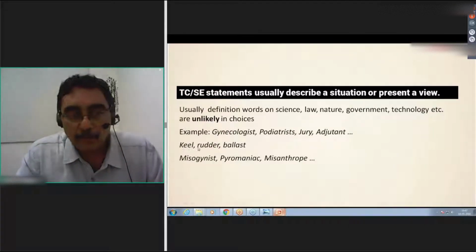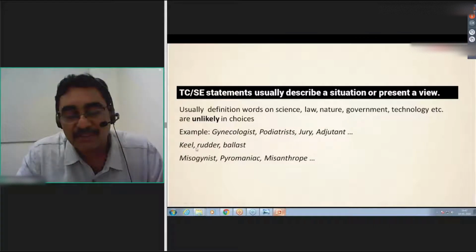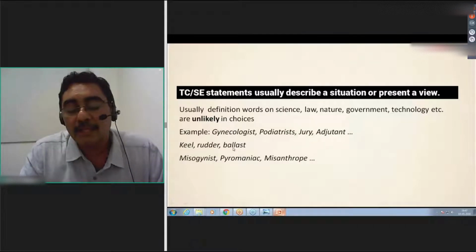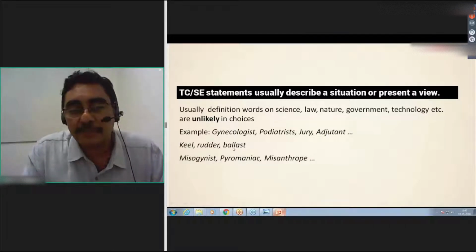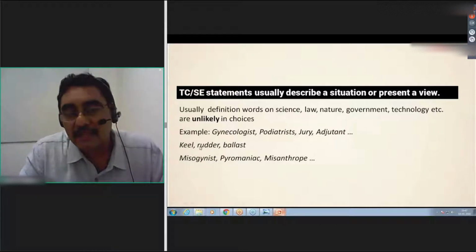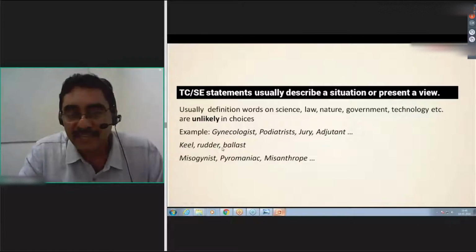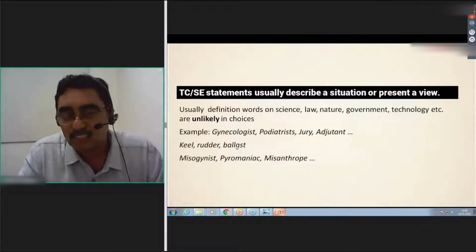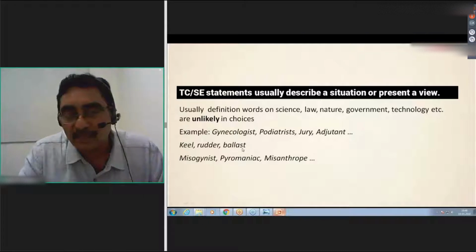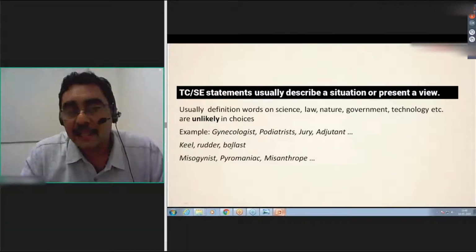So likewise, technical terms like keel, rudder, ballast. These are parts of a submarine. Ballast has a particular purpose. It increases the weight of the submarine so that the submarine can sink. So these kinds of words are unlikely in the choices because they are very definitional words. If you try to make a sentence using these words, most likely the rest of the sentence will be its definition. Am I making sense?